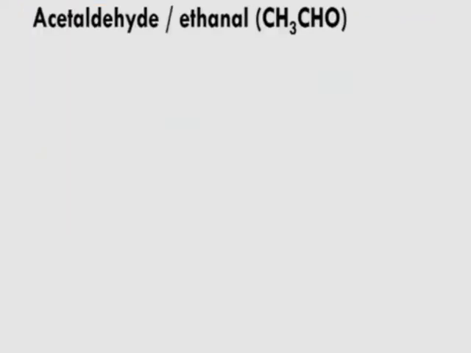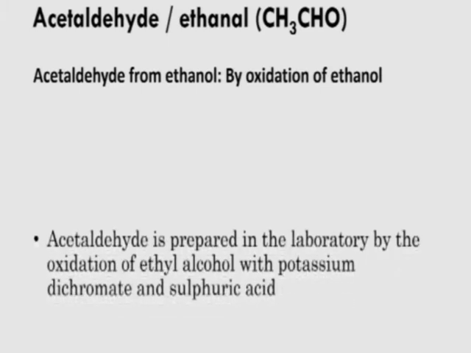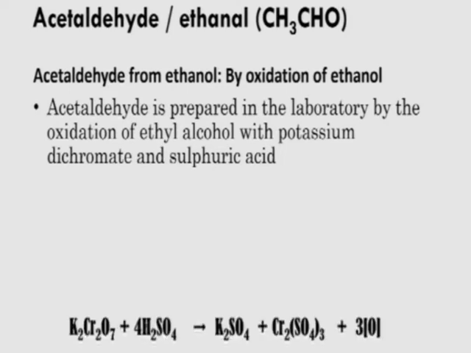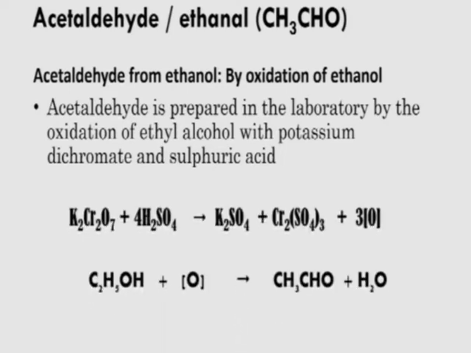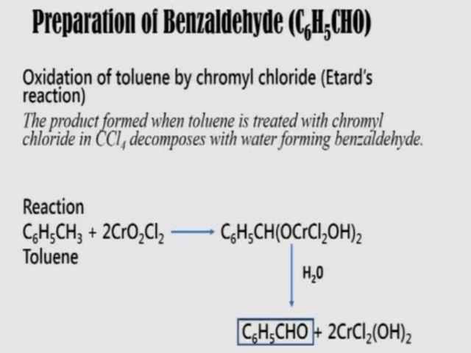Second is the preparation of acetaldehyde. How can we prepare acetaldehyde in the lab? It is simply prepared by oxidation of ethanol. When we oxidize ethanol in the presence of potassium dichromate and sulfuric acid, it gives acetaldehyde as a product. And the third one is the preparation of benzaldehyde.